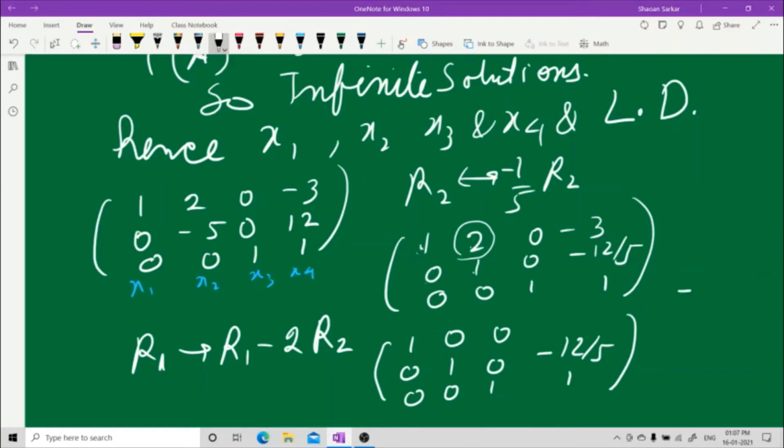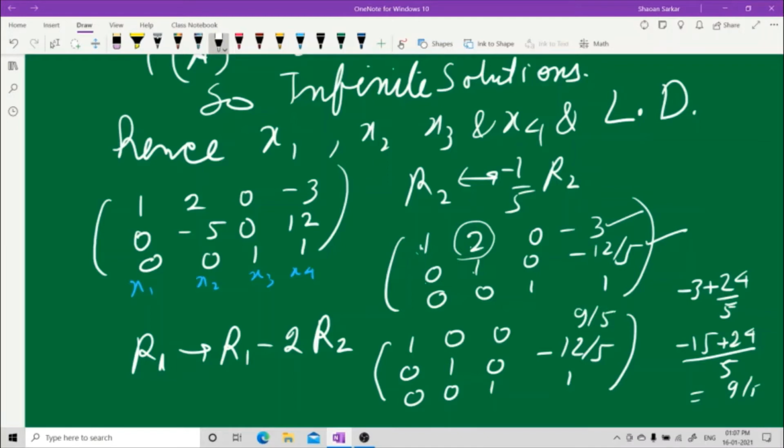Now see, this is minus 3 plus 12 by 5. Because the 24 by 5, sorry. 24 by 5. Sorry. This is 24 by 5 because this row is getting multiplied with minus 2 here. So this is becoming plus 24. So this is minus 15 plus 24 by 5, and this is nothing but 9 by 5. So let it be 9 by 5.